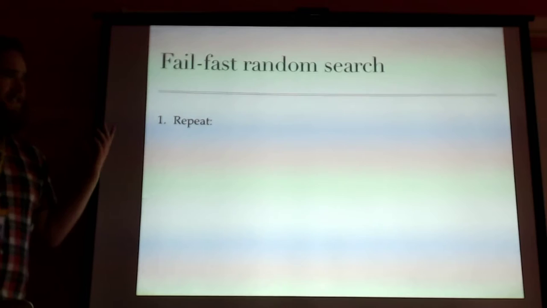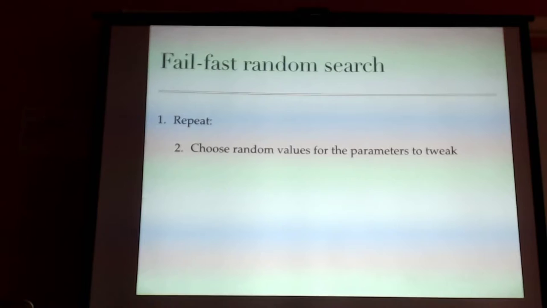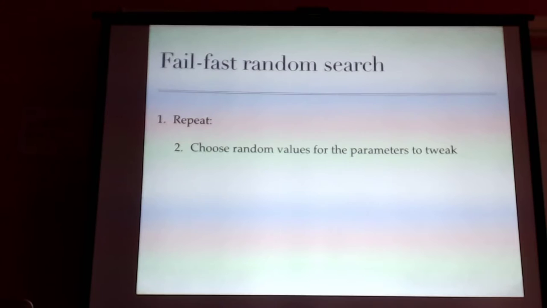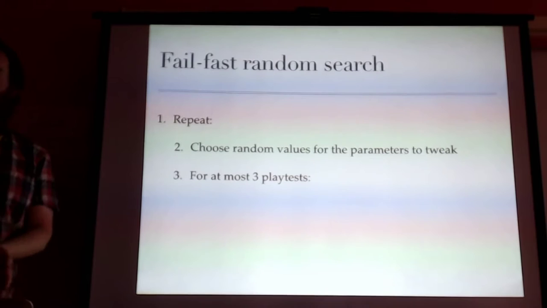So the basic method is, we repeat this. We just randomize the values of those 8 parameters and we randomize them within plus or minus 30% of their original values. There's nothing cleverer than that going on in this version. Literally just random sampling uniformly within plus or minus 30%. And then we do at most 3 playtests with the automated playtester.